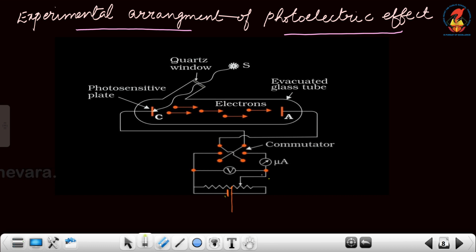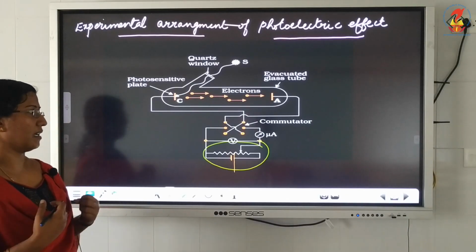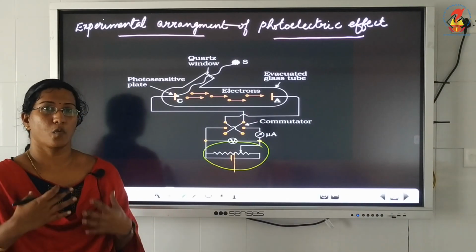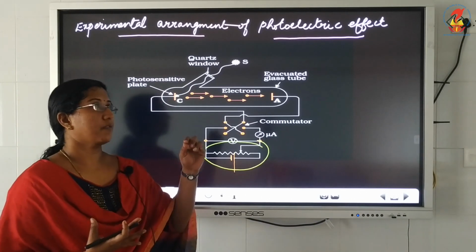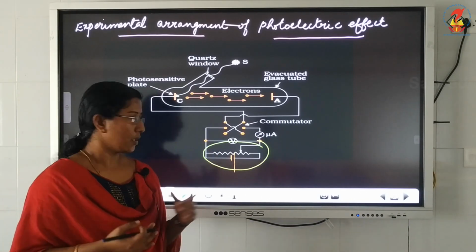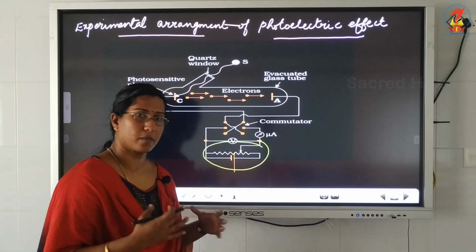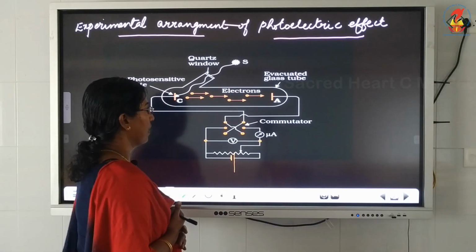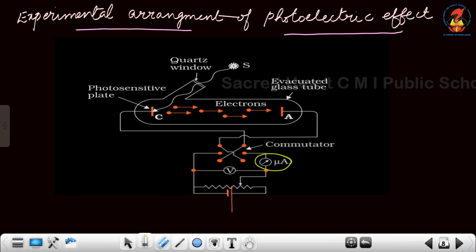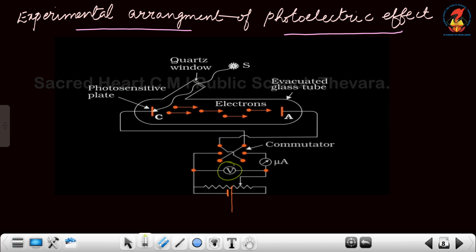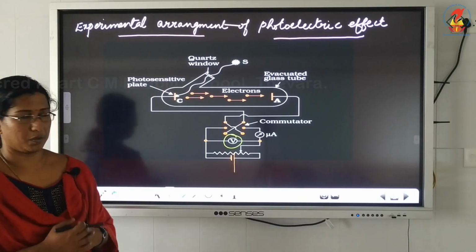This arrangement is what we call a potential divider arrangement, which is used to vary the voltage supply. Like we vary the regulator of a fan, we use a potential divider to vary the potential. A microammeter was connected to the circuit to measure the amount of current produced, and a voltmeter was used to find out the external supply provided to the circuit.